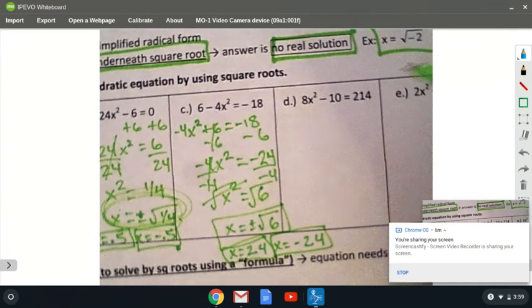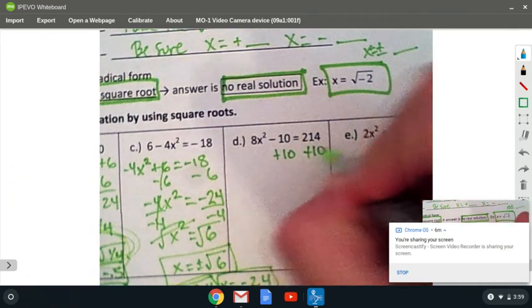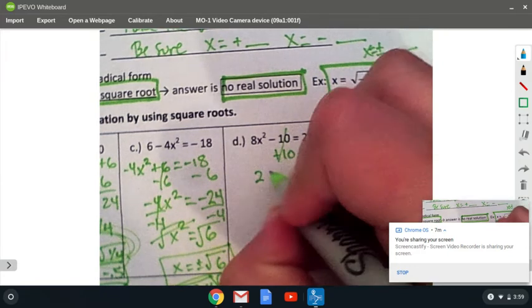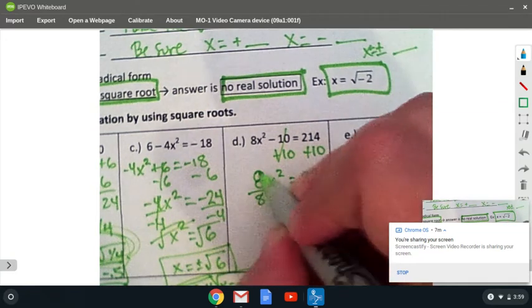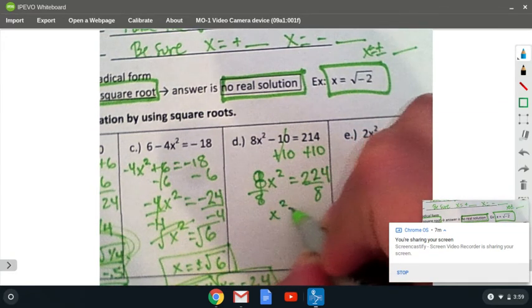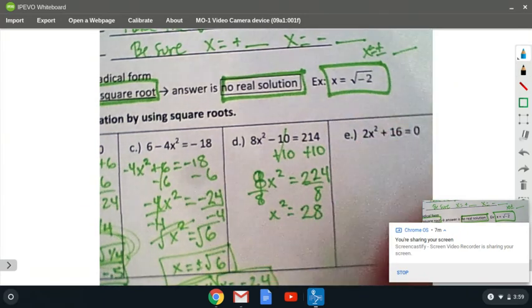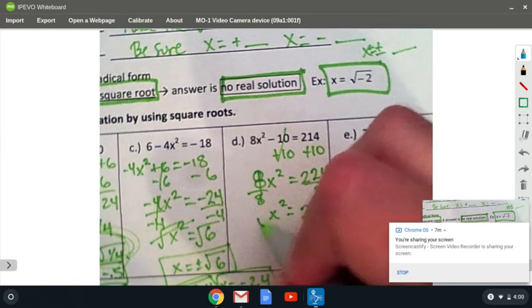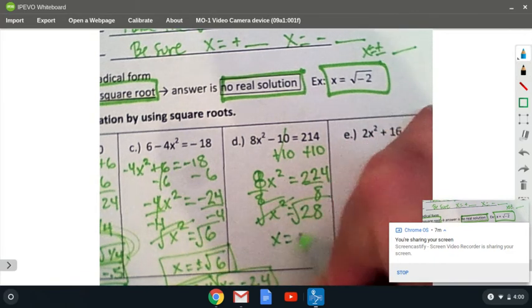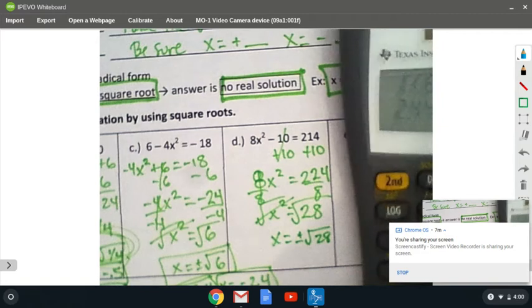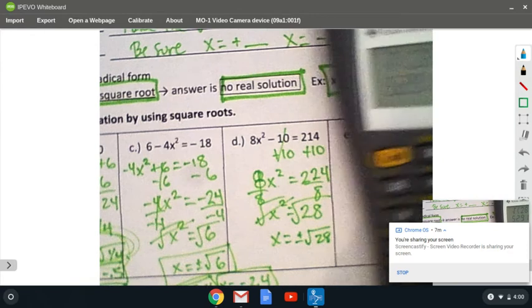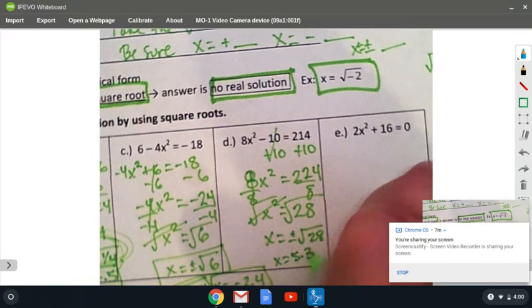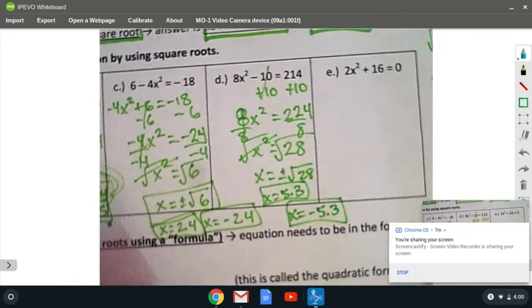All right, this one here, my first move would be to add 10. That gives me 8x squared equals 224. And then I divide by 8. That would give me 28. If I take the square root of both sides, 28 is not a perfect square. So I would once again need to use my calculator. So I'm going to do the square root of 28. That gives me about 5.3. So I would have x equals 5.3 and x equals negative 5.3.